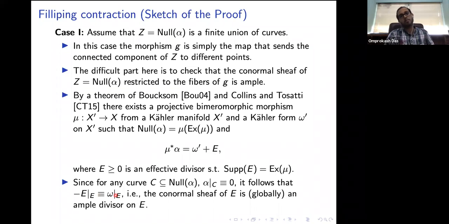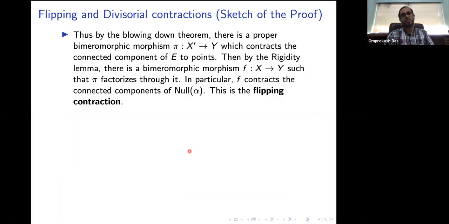So a line bundle that is numerically equivalent to a Kahler class or Kahler form is automatically an ample line bundle. It's positive, therefore it is ample. So that's what happens here. So minus E restricted to E is exactly the conormal sheaf of E. So this is globally an ample divisor on E.